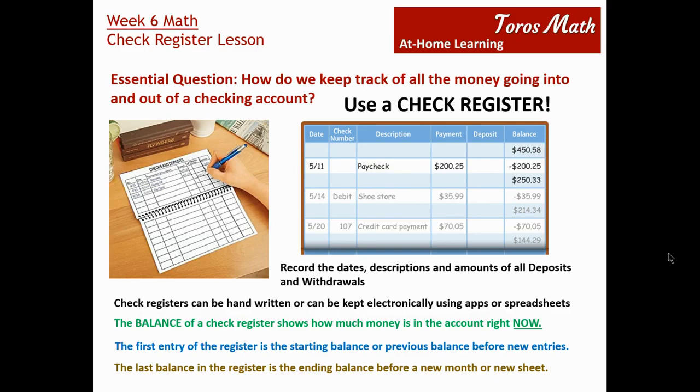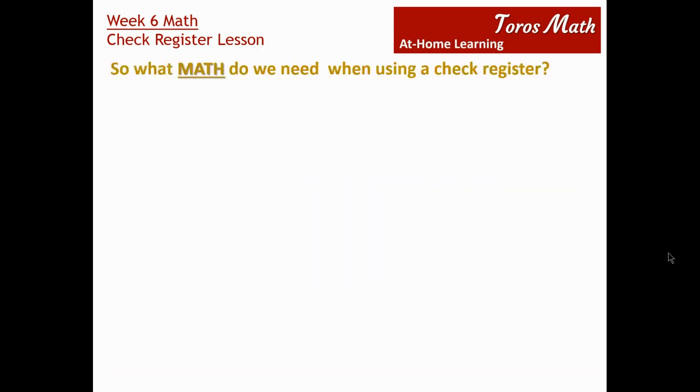$144.29. So at the beginning of this register, there's $450. There's several transactions, and the ending balance was $144. And that would be the most recent updated amount, and that would go on to either another check register or you'd be waiting for another transaction.